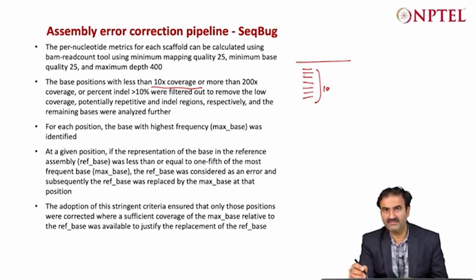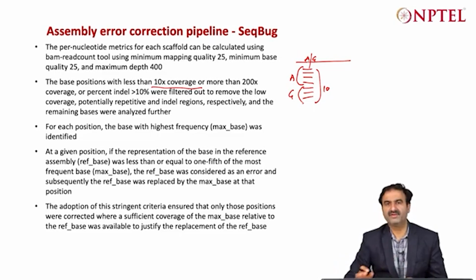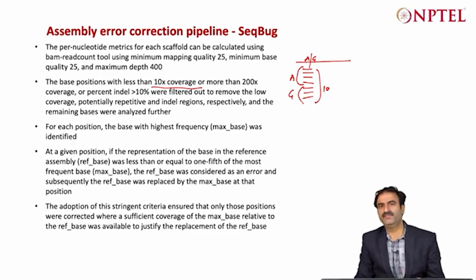So you have to give some threshold. If it is A 50% of the time and G 50% of the time, then you don't know whether it is A or G here. But if 8 out of 10 times it is A, then there is more reason to put A at that place. So these algorithms are based on such kind of logic.